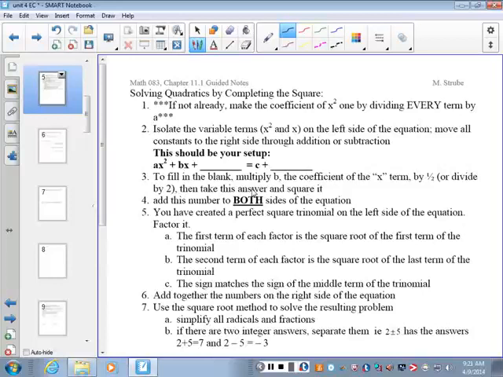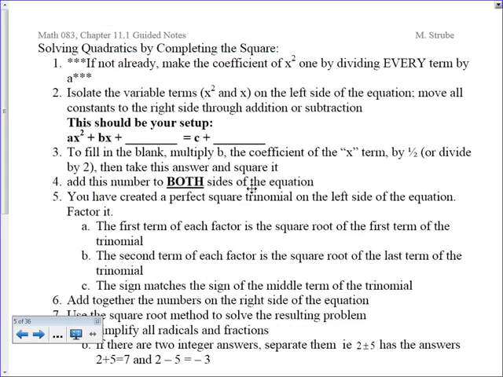Alright, so what we're going to be doing today is we're going to solve quadratics by completing the square. So we're still in 11.1. And this is just an extension of what we did last time.